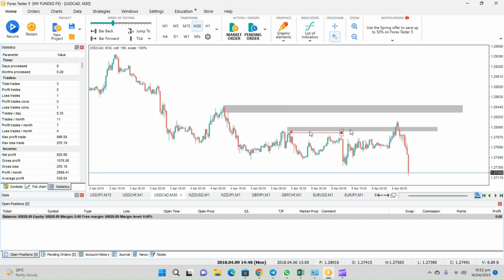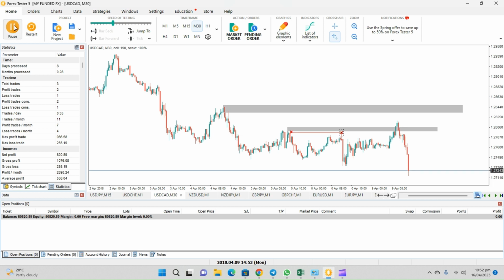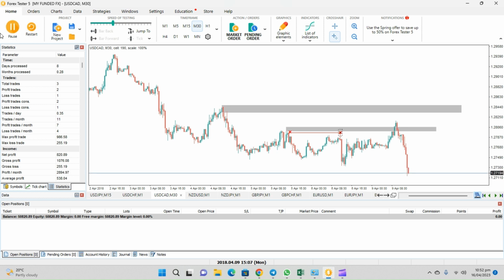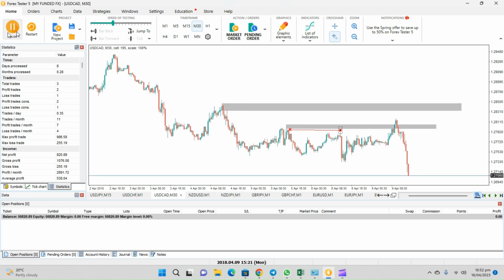Look at how perfect our setup was, but the market just decided to take us out and the market continued to go in our direction. Sad, really sad. But you know what? It's part of the game, right? You can't catch them all.